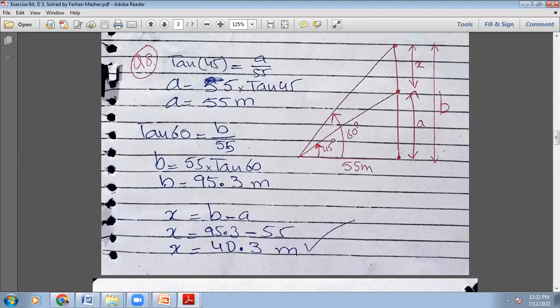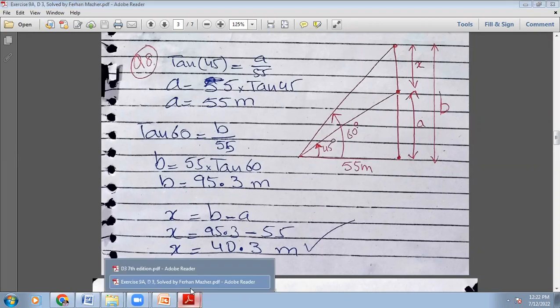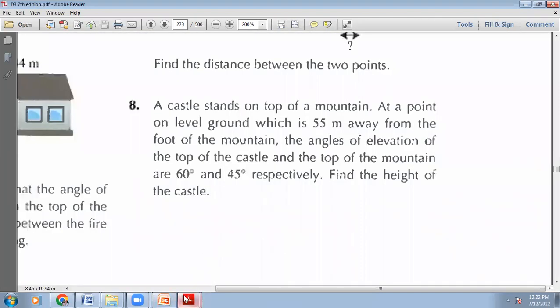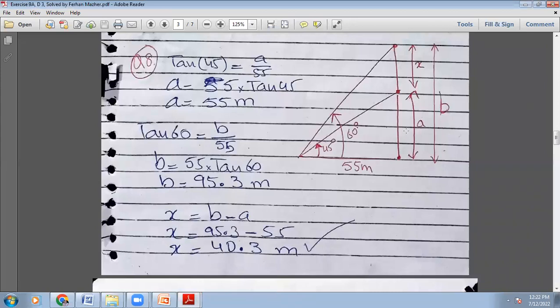So basically, this is the representation. This is the mountain. Its height is A. This is the castle. Its height is X. The total height of the castle from the foot of the mountain is B. The angle of elevation of the top of the cliff is 45, and the angle of elevation of the top of the castle from the ground is 60. And we are observing from a distance of 55 meters from the foot of the cliff.